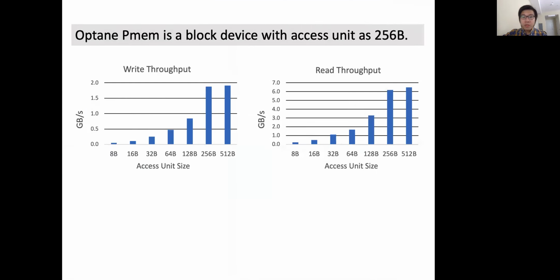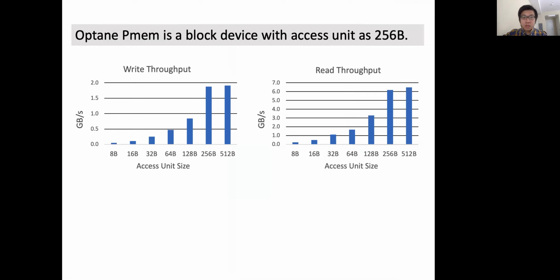Optane persistent memory is like DRAM. It is byte-addressable and can be accessed by the CPU directly. But data can only be accessed in the unit of 256 bytes inside Optane Pmem. So randomly accessed data with size smaller than 256 bytes greatly harms its performance.